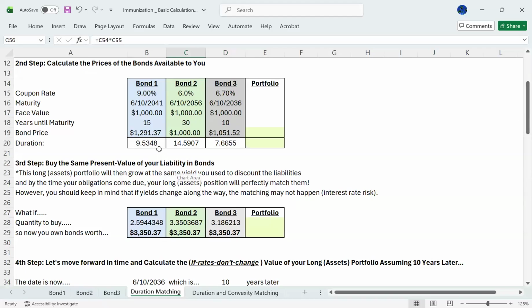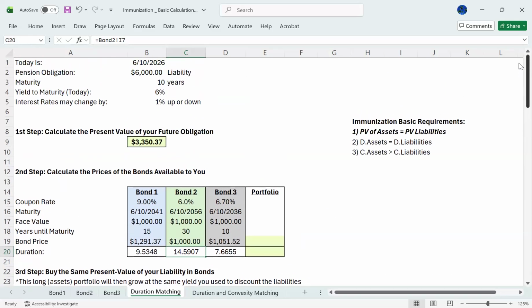The duration that we got here is 7.6655, and this one, bond one, is 9.53, and this one is 14.59. Okay, and the duration of my liability is 10 years. It's a single liability, a single obligation. So in this case, the maturity of 10 years is also the same as the duration, 10 years as well. It's one single cash flow. All of the weight of that liability is coming from that cash flow. Even if we weight it by the time, we end up with the same 6,000.